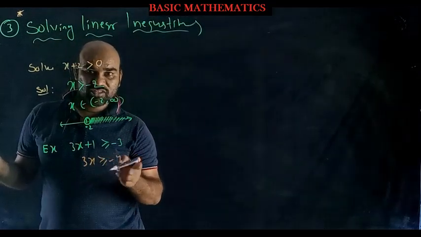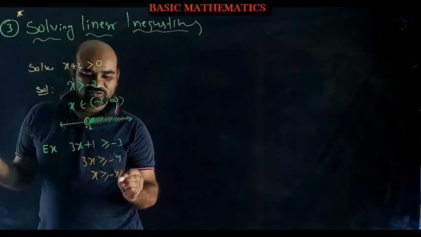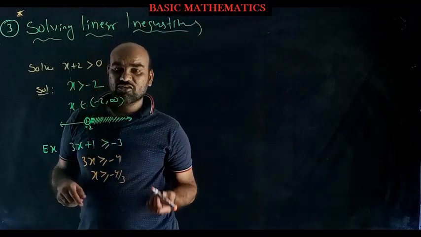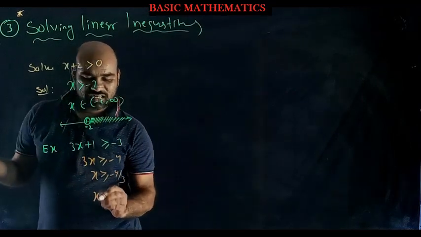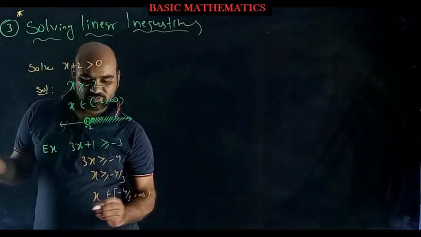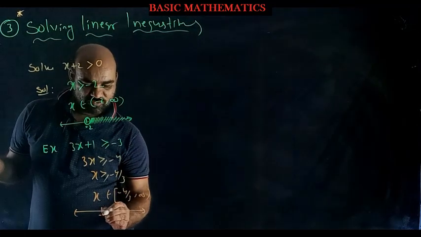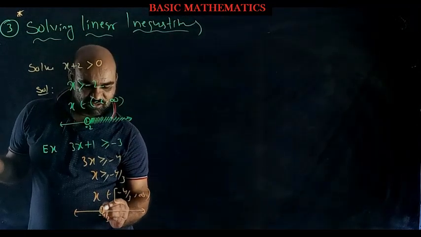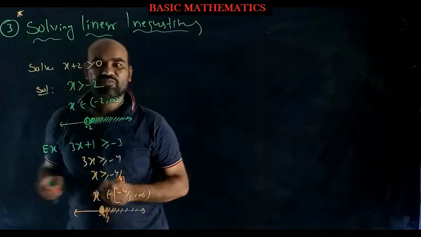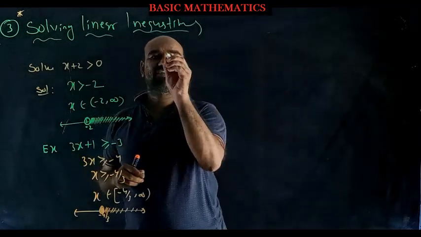Dividing throughout by 3, nothing happens to the inequality, because 3 is a positive quantity. x is greater than or equal to -4 by 3. So what is the meaning of this? x is the real number which is greater than or equal to minus 4 by 3. Or I can say that x belongs to closed minus 4 by 3 to infinity. Or sometimes you want to write on a number line. Somewhere here, minus 4 by 3. Minus 4 by 3 is included because of the thick circle and all. Okay, simple problem.